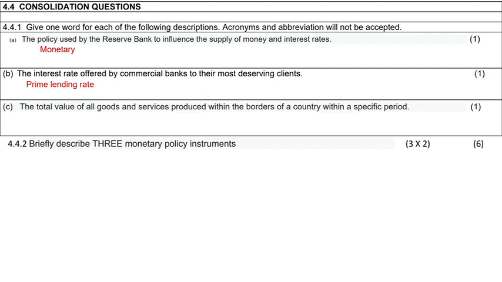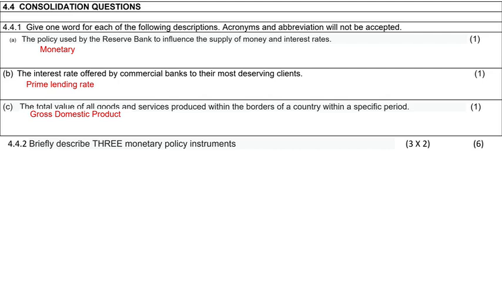The total value of all goods and services produced within the borders of a country within a specific period, that is your gross domestic product. Please note, you can't write GDP. It will give you no marks. You've got to write it out in full.